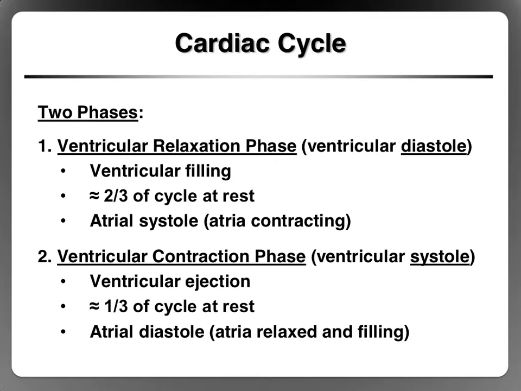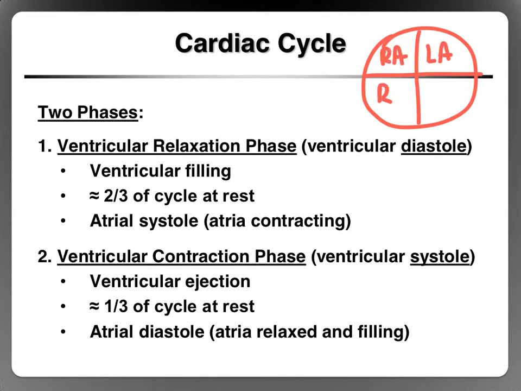All right, let me draw my heart again. So the cardiac cycle has two phases, a contraction and a relaxation. And when we talk about the cardiac cycle and we just use the term diastole, what we're referring to is what's going on with the ventricle. But keep in mind that the atria also have two phases. So the ventricles are going to relax. We call that ventricular diastole. And then the ventricles are going to contract. We call that ventricular systole.